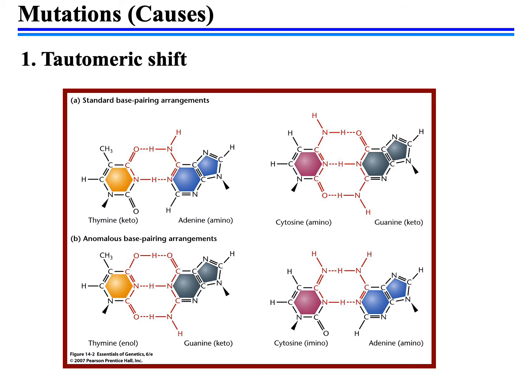However, in panel B, what you can see are these tautomeric shifts. They are a shift in the localization of a hydrogen atom, resulting in an isomer forming.